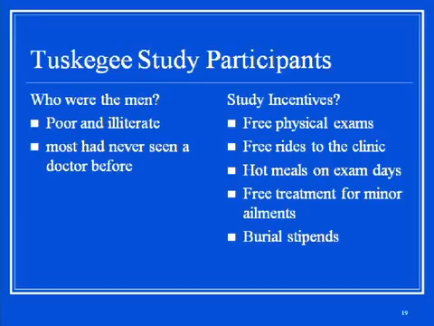So there were free physical exams and free rides to the clinic. Hot meals were provided on exam days. There were free treatments for other minor ailments. And there were also burial stipends provided to the families of the men. But if we think about 1945, why then weren't men hearing about this cure from other people, other doctors? Does anybody have any idea how this was able to go on to this degree, to this magnitude, for so long? Yes?